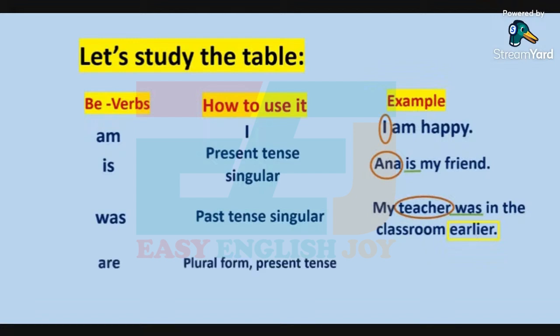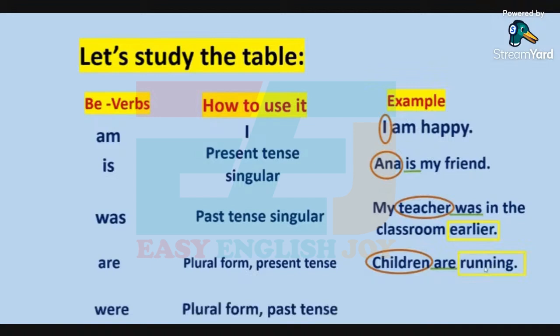Are is used in the plural form present tense. Example, children are running. So children is plural form. Are is in the present tense. And we have here running, which shows that the action is going on at the moment. Children are running.